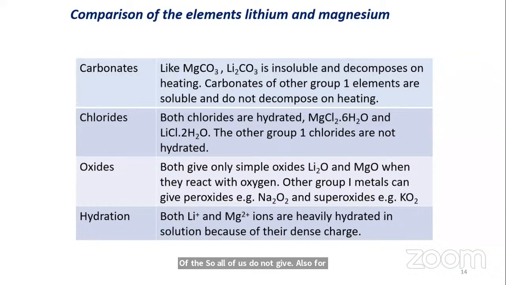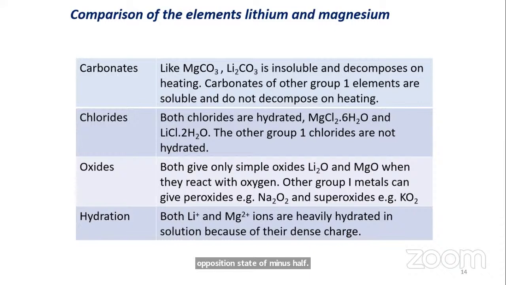Also, for the oxides, both lithium and magnesium give only the simple oxides, while the other elements of group 1, in addition to the simple oxides, give us the peroxides and the superoxides, as the case may be. So when lithium or magnesium react with oxygen, you can only have the simple oxides. Simple oxides are the oxides in which oxygen has an oxidation state of -2. But in the peroxide, we have the oxidation state of -1, and in the superoxide, oxygen has the oxidation state of -0.5.